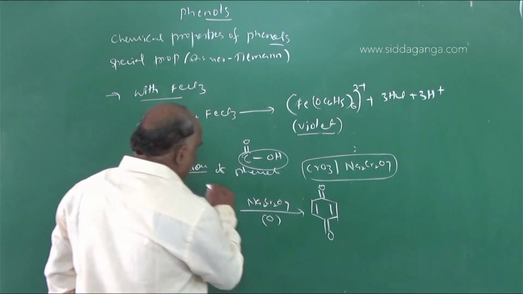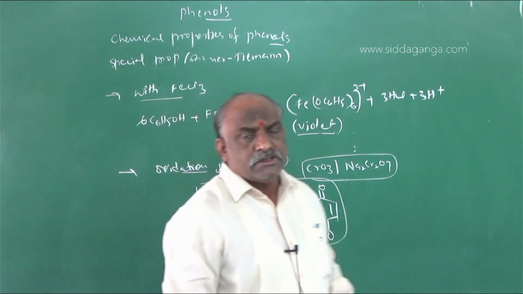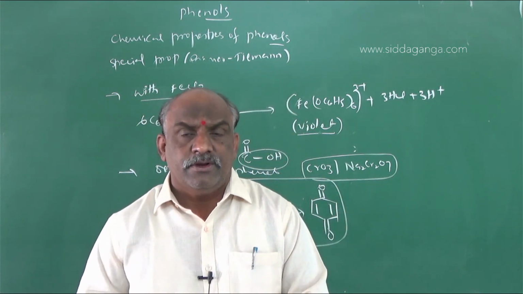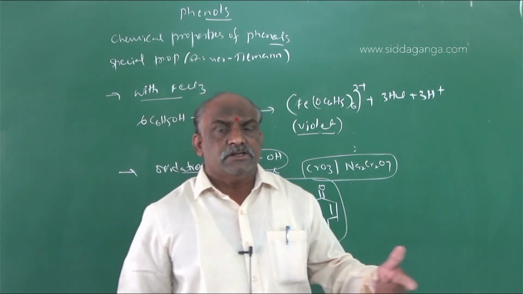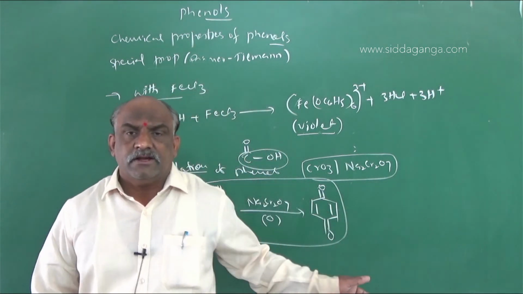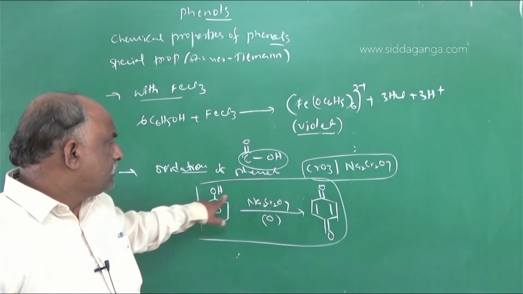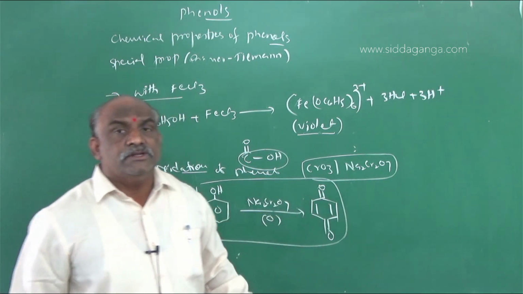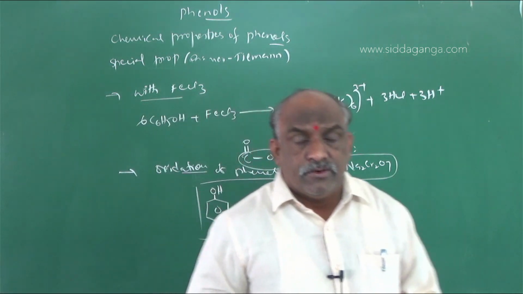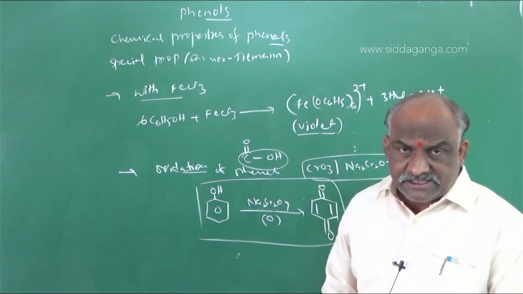This is important, my dear students. Make a note of this. This is one of the important compounds, called benzoquinone. Generally, alcohols are oxidized to aldehydes, and aldehydes are oxidized to carboxylic acids. But here the oxidation reaction is completely different. When simple phenol is oxidized in the presence of Na2Cr2O7, we will get the compound benzoquinone.